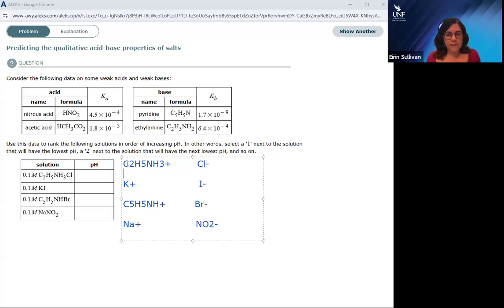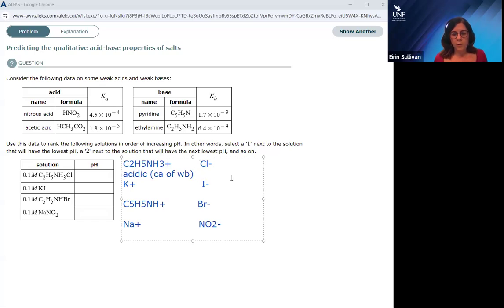So if we look at this first cation here, C2H5NH3 plus, I don't recognize it. However, I've been given some information in the question. Ethylamine, C2H5NH2, has got a Kb, base protonation constant. If I add an H plus to that, I get this C2H5NH3 plus fragment. So this must be the conjugate acid of a weak base. So this is going to be acidic, because it's the conjugate acid of ethylamine, a weak base. Sorry, I said conjugate base, I meant conjugate acid. So it's acidic because it's the conjugate acid of a weak base.